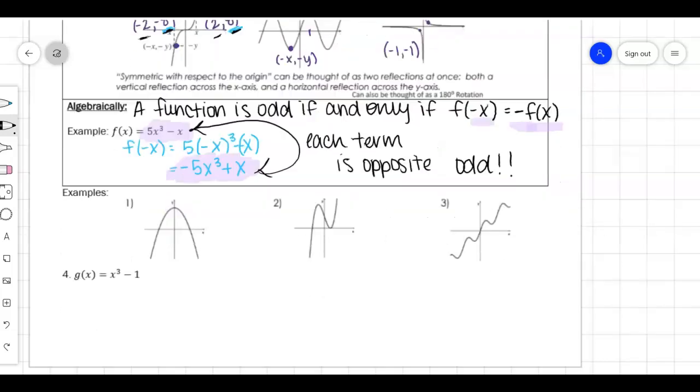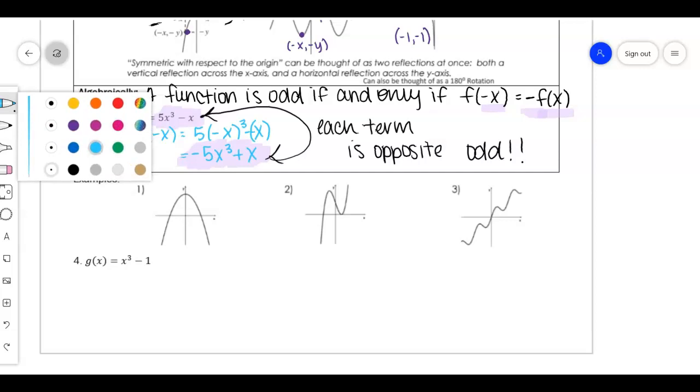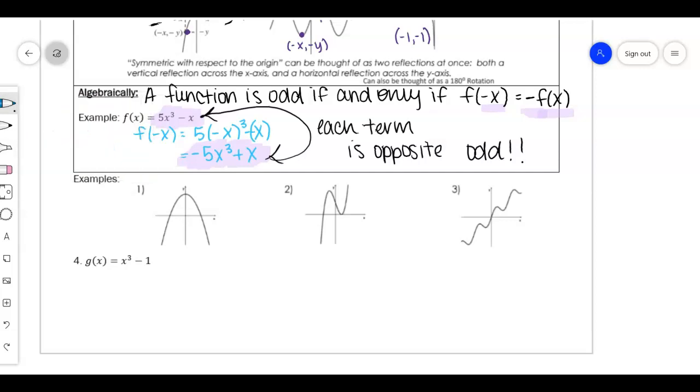Okay, so now to look at some examples. We're just going to classify them as even or odd. So first one, hopefully you see that symmetry over the y-axis. This one is even.